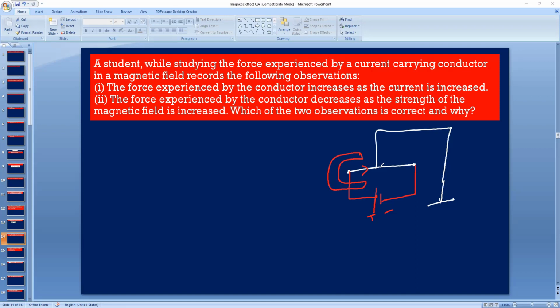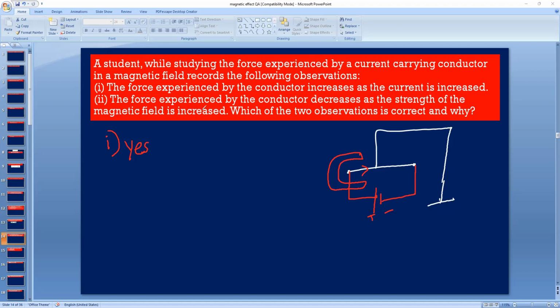This is the concept over here. Now the first question: the force experienced by the conductor increases if the current is increased. Yes. If current increases, magnetic field lines also increase, magnetic induction also increases, henceforth force also will be increased.